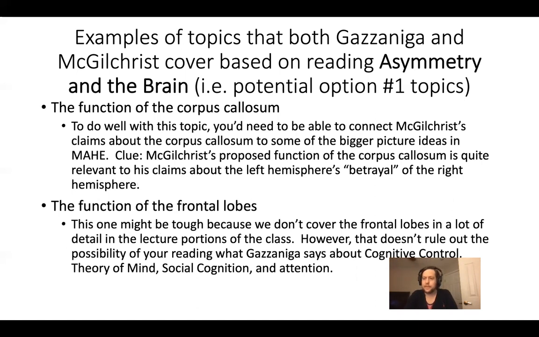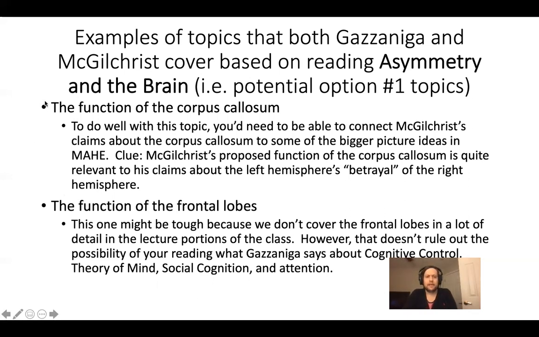Talk about what Gazzaniga says about that topic, then McGilchrist. Then you'll connect them, and you'll talk about what speculations McGilchrist makes about that topic. And then you'll talk about whether you find his speculations to be convincing. So one option, something that he does talk about in Asymmetry in the Brain, is the function of the corpus callosum.